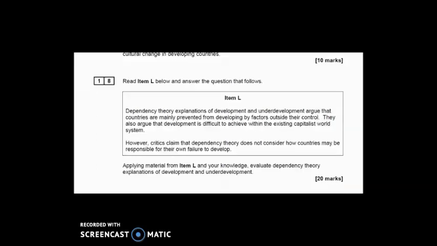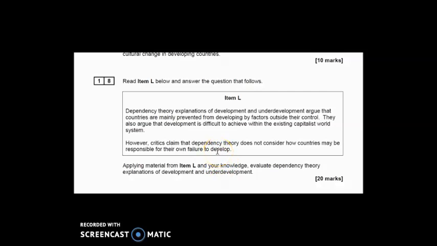The final question, which is your 20 marker, of which you should be spending 30 minutes to answer, is asking you to use the item and your knowledge, evaluate a view. In this case, it's asking you to evaluate dependency theory, explanations of development and underdevelopment. So just reading that carefully, there is two parts to this question that the examiner is expecting you to address in order to move yourself up the mark schemes.